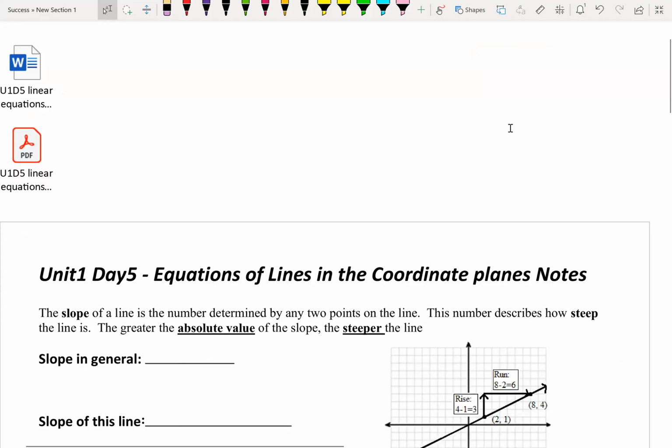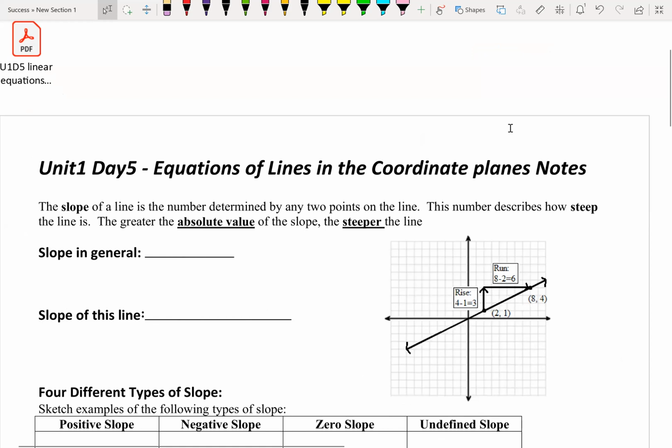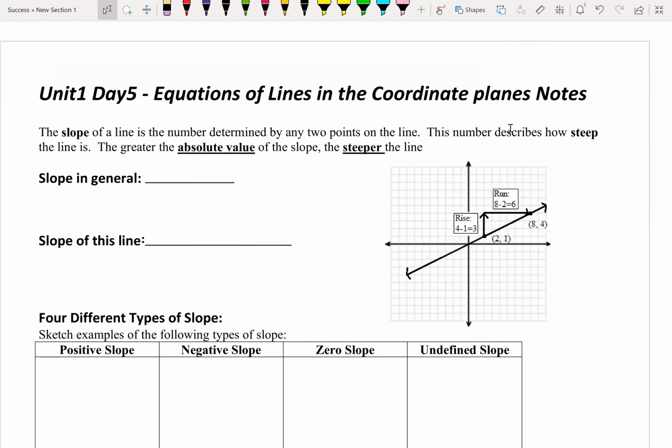So today we're going to take a look at Unit 1, Day 5, which is Equations of Lines and Coordinate Planes Notes. Hopefully what we're doing today is a little bit more of a review, something that you've seen before in algebra. And we'll see how we take that to the next level here in geometry.